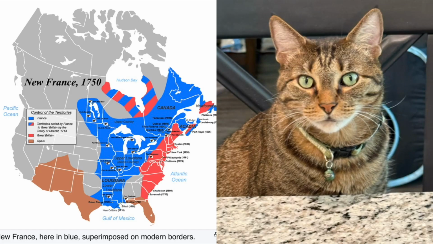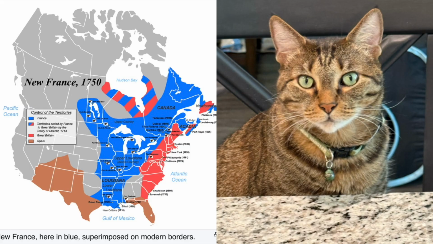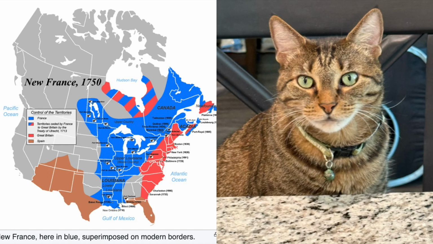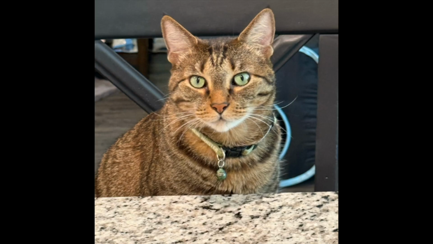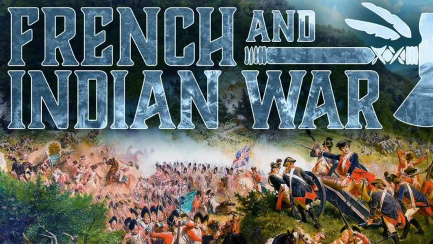Finally, New France was a success. The fur trade was going well, the settlements were growing, and the French colonists had made peace with the Native Americans. What could stop them now? War. War stopped them. The French and Indian War, to be exact.